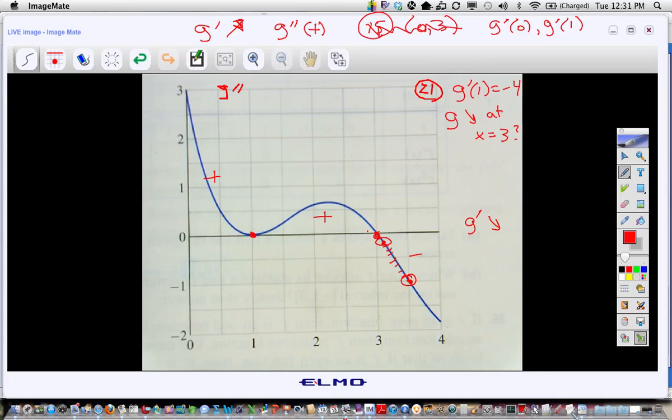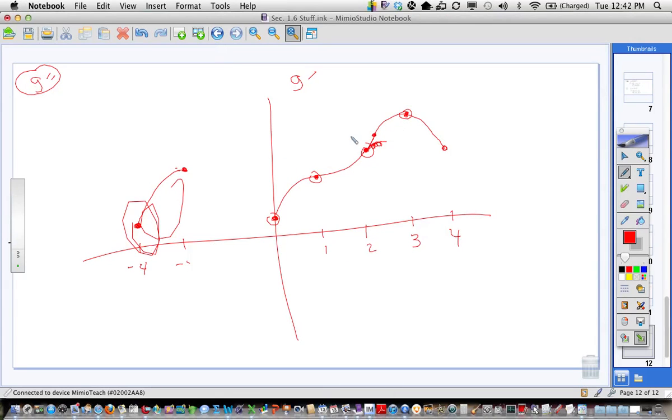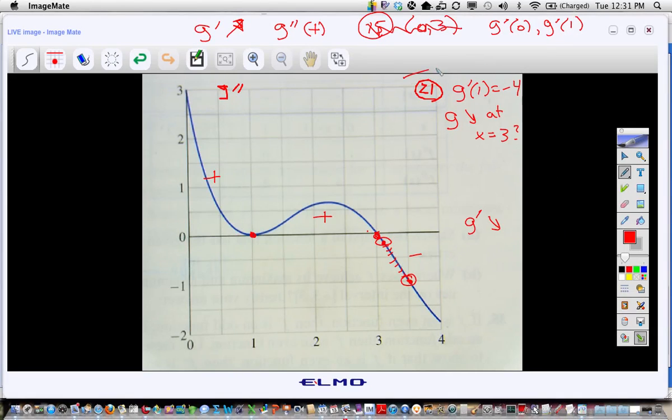All right, now here's where we have to think a little bit beyond what we have up until now. They asked me, and did I have that over here? Okay, here's 21. So they're telling me G prime of 1 is negative 4. Is G decreasing at 3? Well, now that's an awfully tough question to go from G double prime to G, right? Is G decreasing?